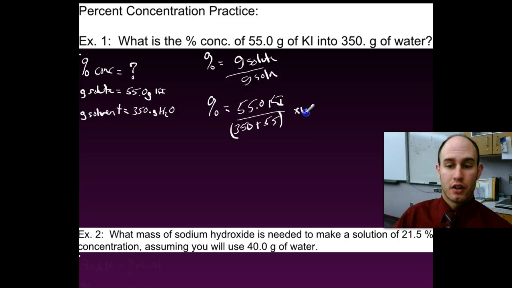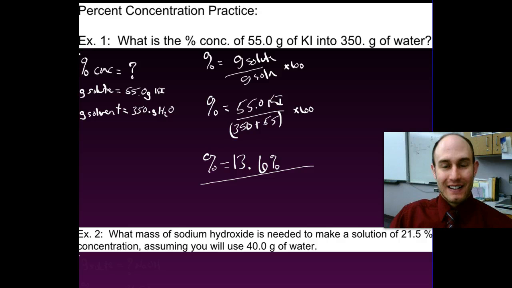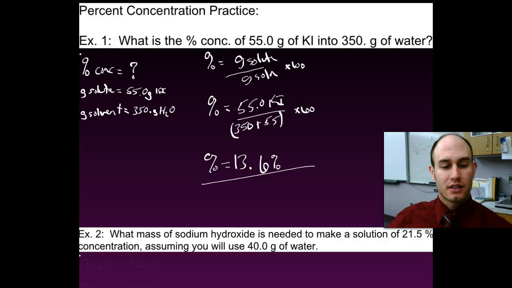Times 100 obviously makes it a percent. So I'll add that into our equation there, times 100. So let's go ahead and type that in our calculator to get the correct answer. And we get 13.6% there as the percent concentration for the substance.